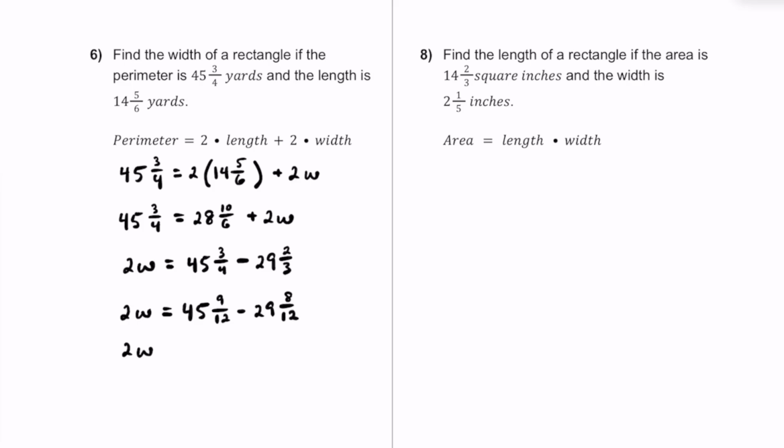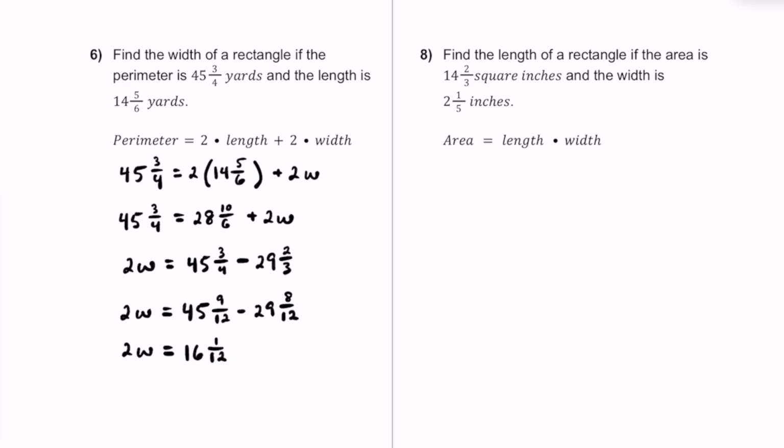If you have 2 of these widths, this is nice to subtract just because 9 is bigger than 8 and the 45 here is bigger than 29. So subtracting the whole numbers here, I believe we're going to get 16. And subtracting the fractional parts, we're going to get 1/12 here. All right, so we now know that 2 of the widths is equal to 16 and 1/12 yards.